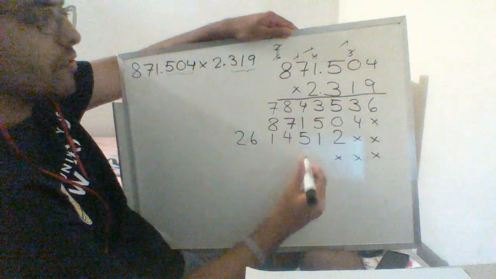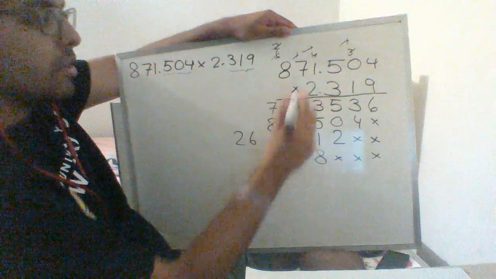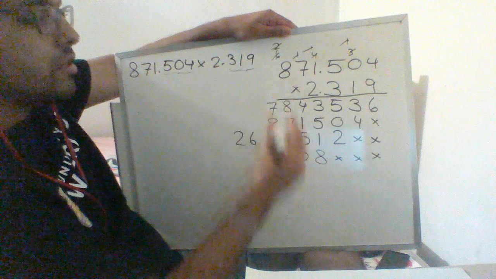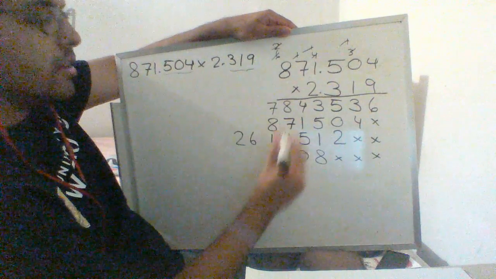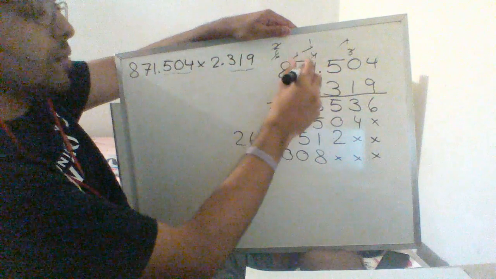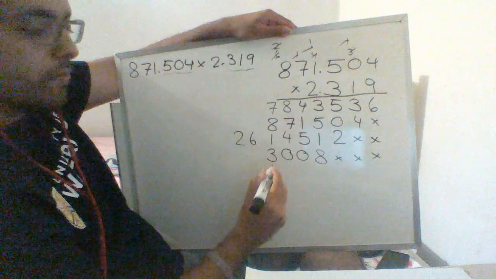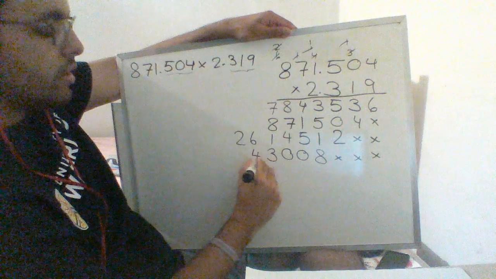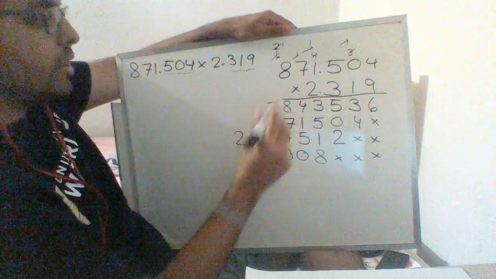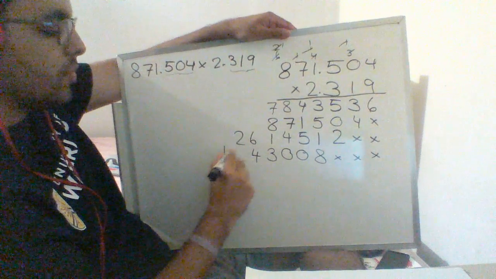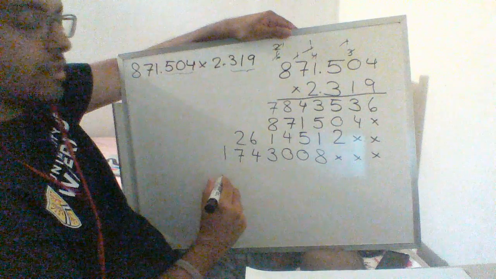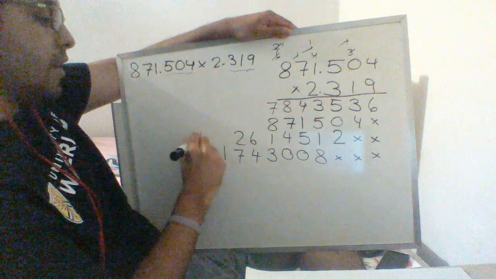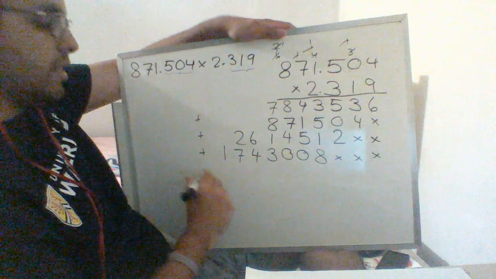So we do 2 times 4, which is going to give us 8. 2 times 0 is 0. 2 times 5 is 10, carry the 1. 2 times 1 is 2, plus 1 is 3. 2 times 7 is 14, carry the 1. 2 times 8 is 16, plus 1 is 17. So we get that there, and then we want to add all of these lines together.